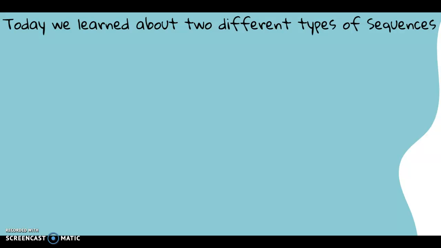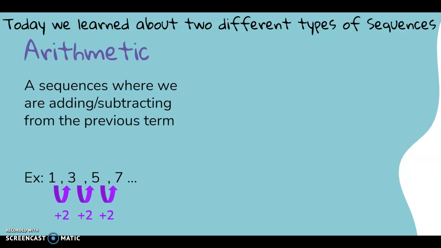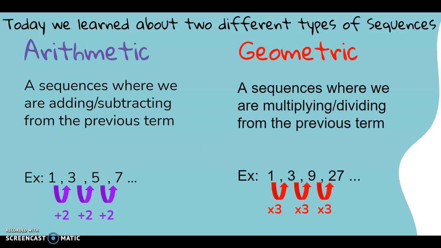So today we learned about two different types of sequence. We learned about arithmetic sequences, where we're adding or subtracting from the previous term. In this case, if I was looking at the pattern 1, 3, 5, and 7, I could see that it's increasing by 2 each time. There is a different sequence for multiplication and division. That's called geometric. It's a sequence where we are multiplying and dividing from previous terms.